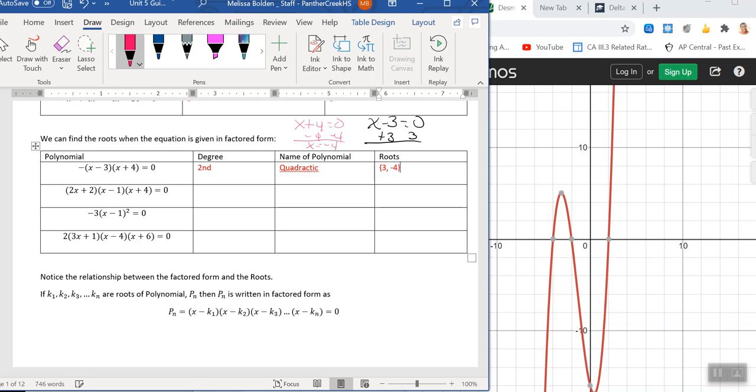Okay? So this is quadratic. It has a maximum of 2 roots, and that's how many we have. Okay, how about this next one? Again, we're going to have x times x times x. So that's going to make it a third degree. And of course, if it's third degree, what we're going to call it is cubic.